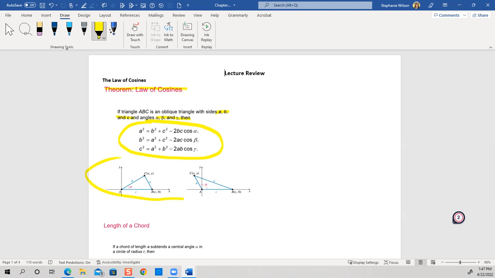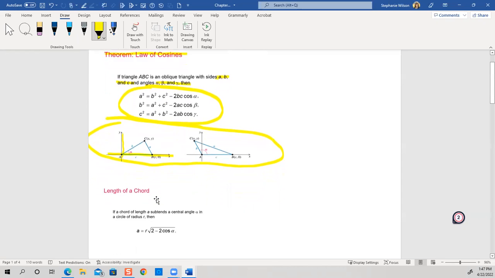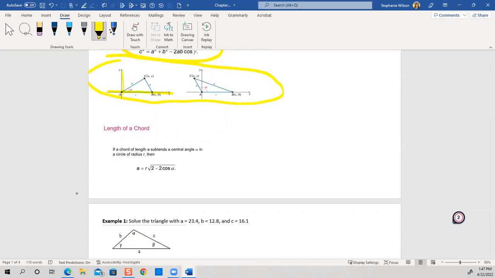And here are some really good visual graphs to show you examples of triangles using the cosine. If you notice, it's about the x-axis, which makes sense because in an ordered pair, it's cosine comma sine, where cosine represents the x value and sine represents the y value. Now, the length of a chord: if side A subtends a central angle theta in a circle of radius r, then we get this formula.